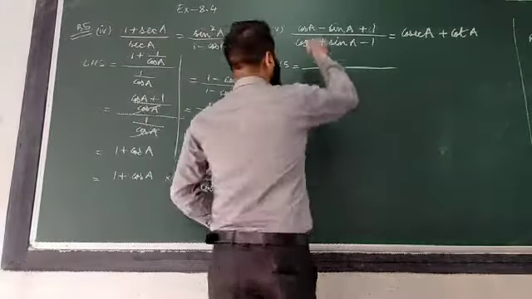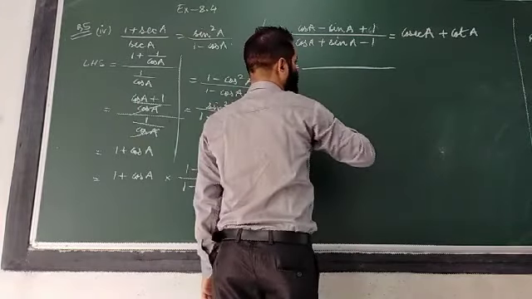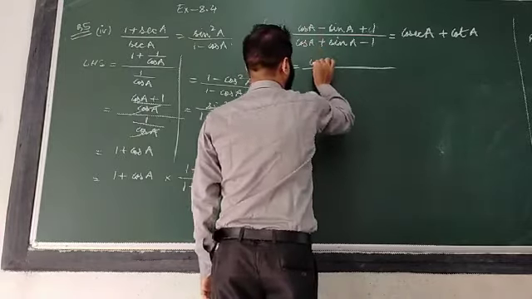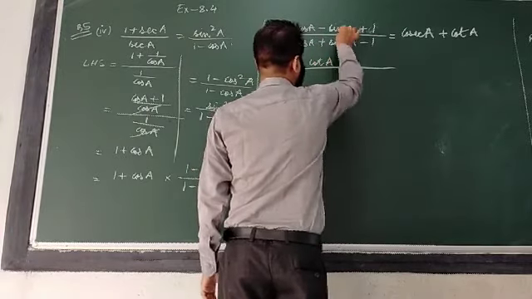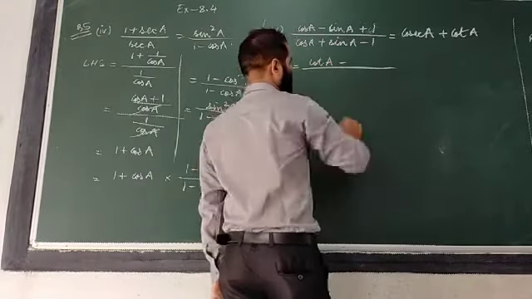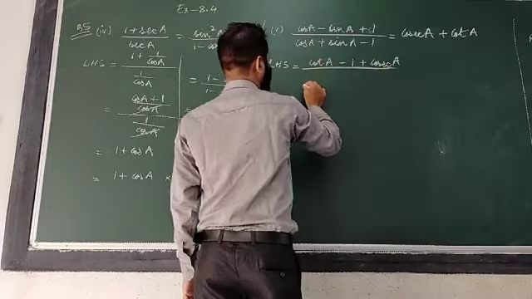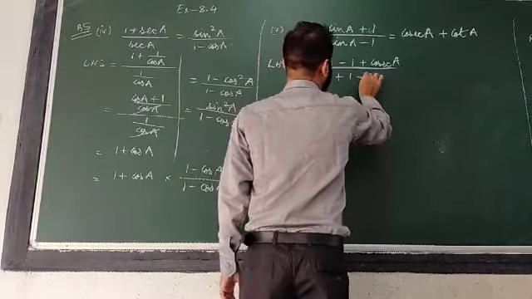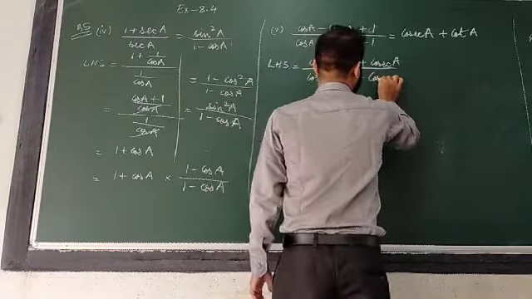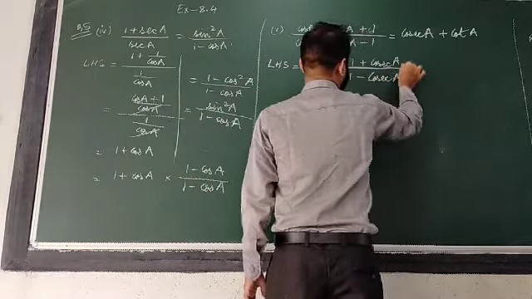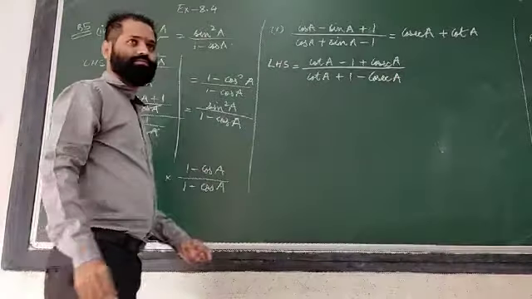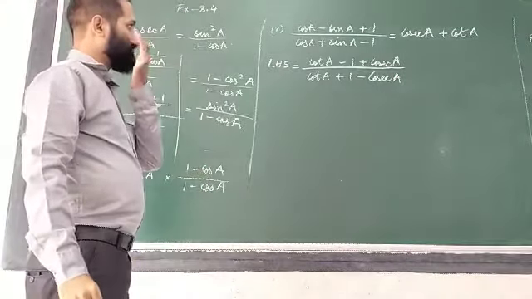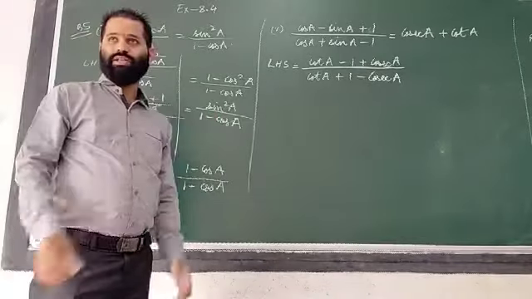Now directly we will write cos by sin is what? Cot. Minus sin by sin is what? 1. 1 plus 1 by sin means what? Cosec. Same way, cos by sin is cot, and this will be 1 and this will be minus cosec. Is it clear?